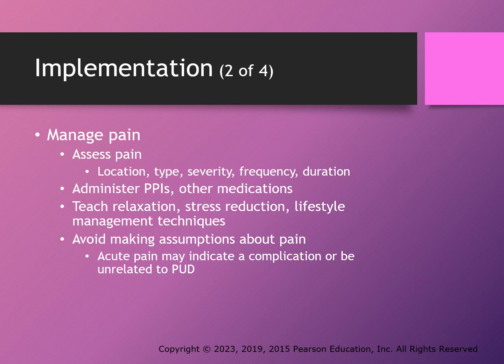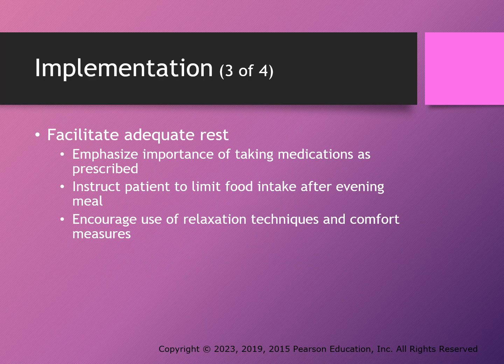Assess the pain, administer these medications that are listed here for you on 762, your antacids, your H2 receptors, and teach relaxation techniques. Avoid making assumptions about pain. Acute pain may indicate a complication such as perforation, often manifesting as severe epigastric pain. It's sudden and rigid board-like abdomen, or it may be totally unrelated because it could be angina, gallbladder disease, or pancreatitis. So we need to be very careful.